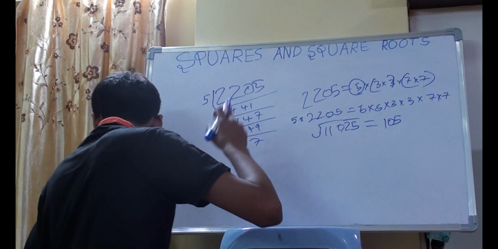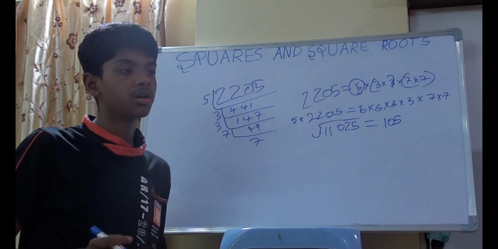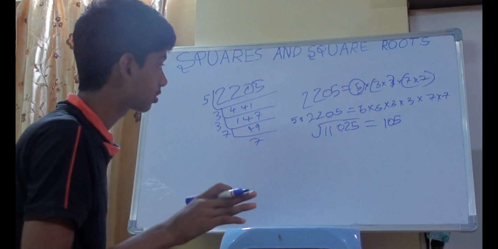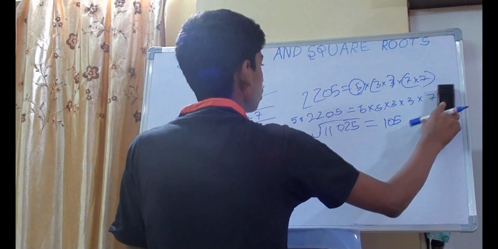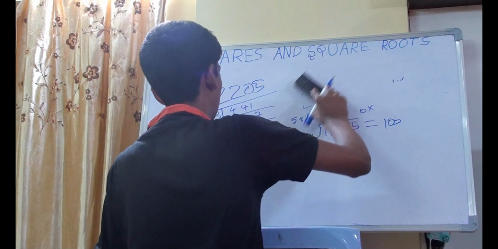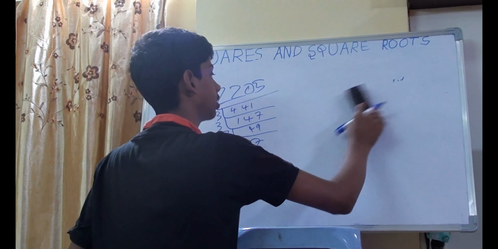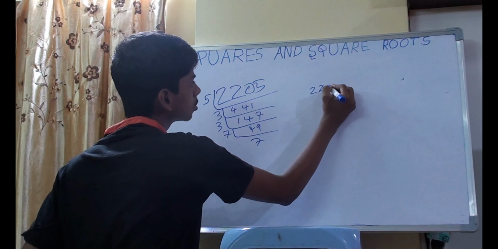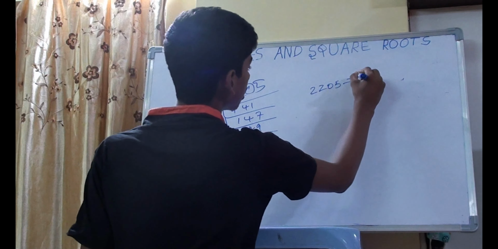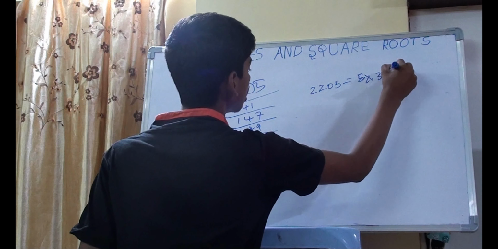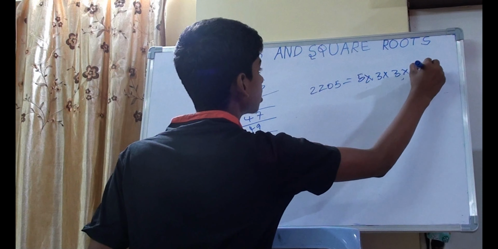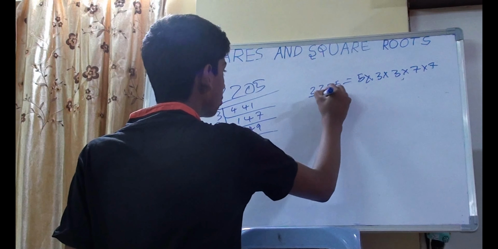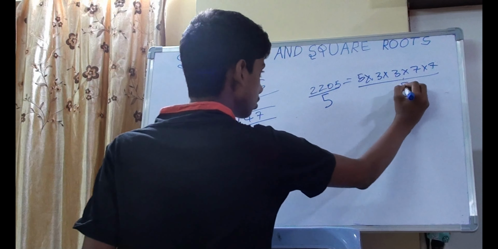They might give the same number and ask you to find the smallest number by which this number should be divided to make it a perfect square. So now let's do that type of sum. We already did the prime factorization, so let's continue with it. 2205 equals 5 into 3 into 3 into 7 into 7. So now we divide this side by 5 and this side by 5.